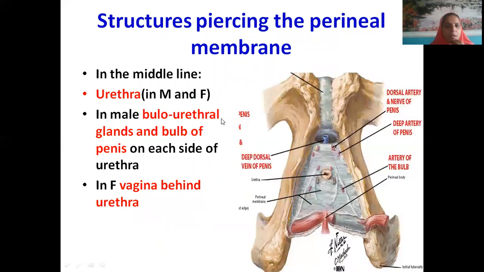Among the structures piercing the perineal membrane, you are also finding the urethra in both the sexes, that is in males and females. And in males, you will also see there is one gland called the bulbourethral gland. The bulb of the penis also will be seen in this plane on either side of the urethra. In females, two openings, one is the vagina and the other is the urethra.